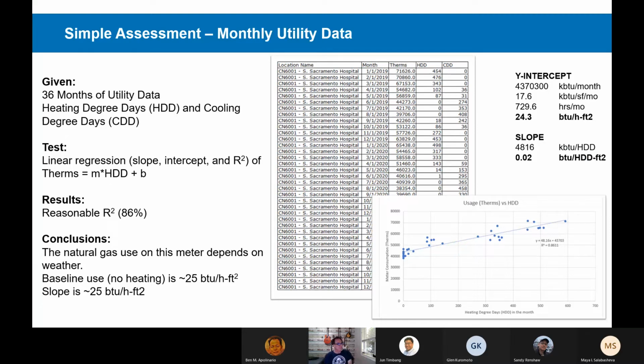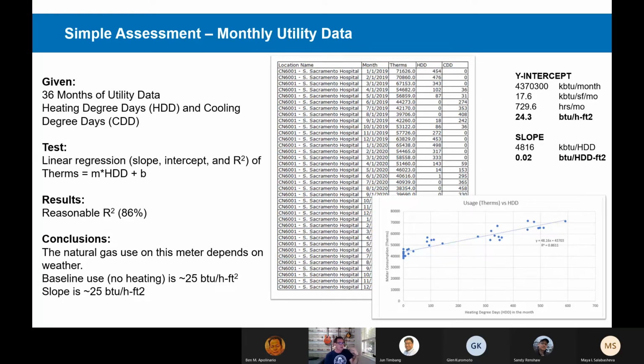In this example, there is a relationship. We're looking at a linear regression of the relationship between heating degree days and natural gas use. This relationship is reasonably strong. R squared is better than 80%, and the line has a slope. It tells us a couple of things. The y-intercept of this relationship gives us an idea of how much reheat is being used in the months where there's no heating demand.